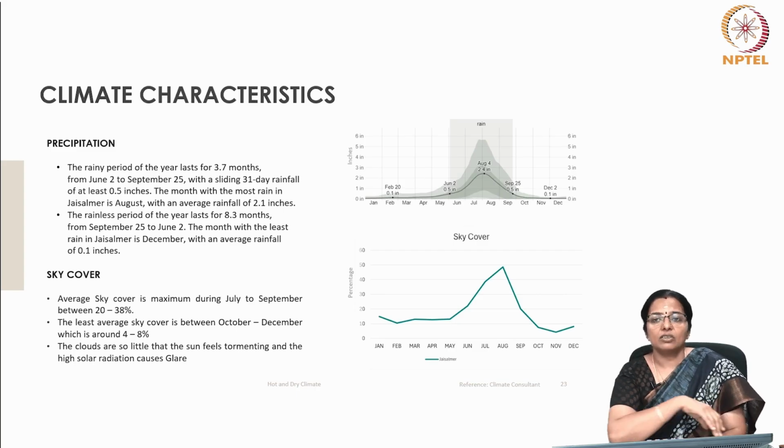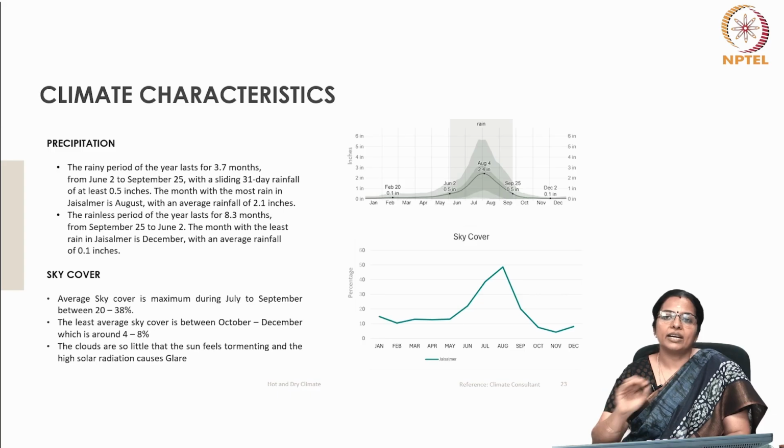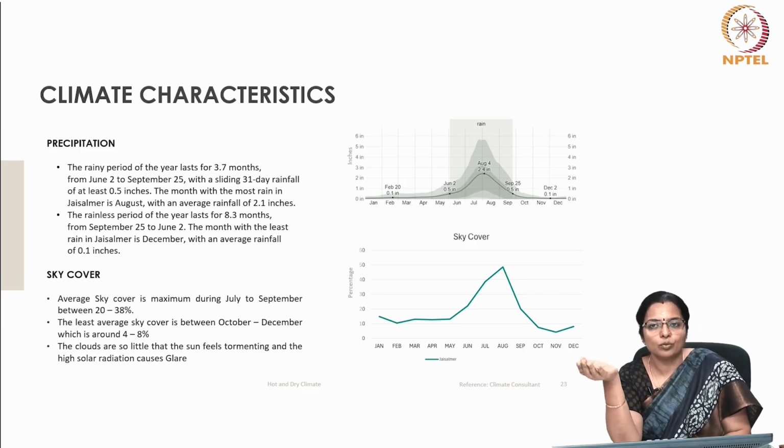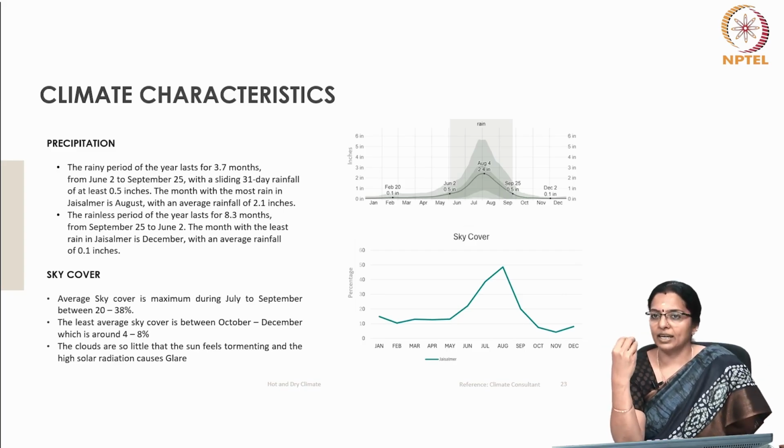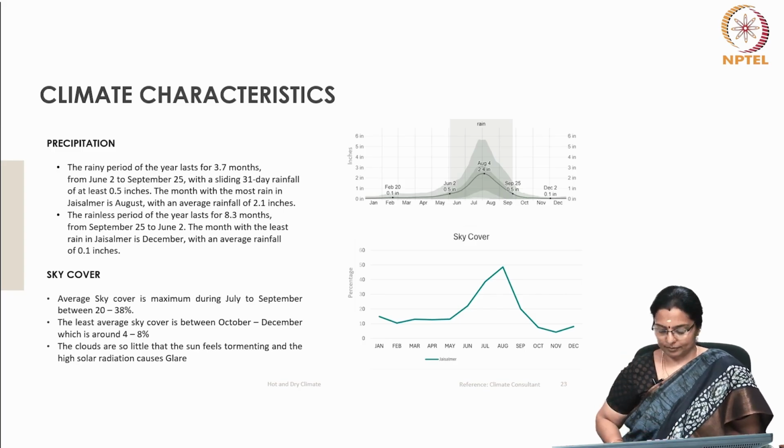The sky cover is maximum during July to September and it ranges between 20 to 40%. The least average sky cover is between October to December, which is around 4 to 8%. So clouds are so few that the sun feels tormenting and the high solar radiation causes glare.